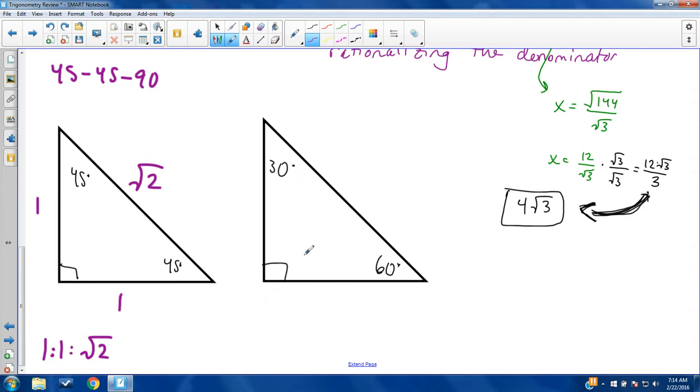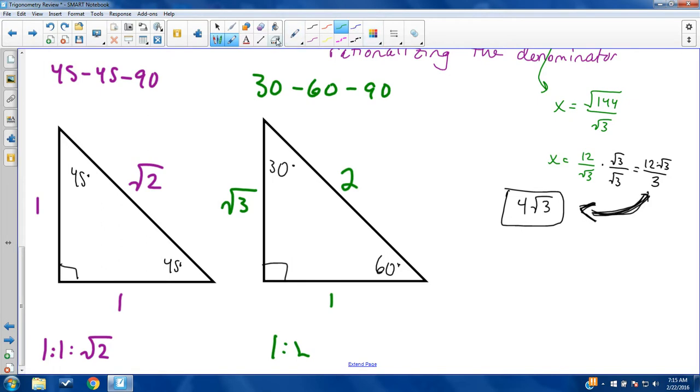Now I have a 30, 60, 90 triangle. So in a 30, 60, 90, you have a similar kind of approach in terms of relationship. There's a little bit of a difference though. First of all, your 1 is only going to be represented on the side opposite 30 because it's the shortest leg. So if I want to get the hypotenuse, I just double that shortest leg, and that becomes 2. And if I take the shortest leg and want to get the longest leg, I multiply the shortest leg by root 3, and I get root 3. So this is 1 to 2 to root 3.